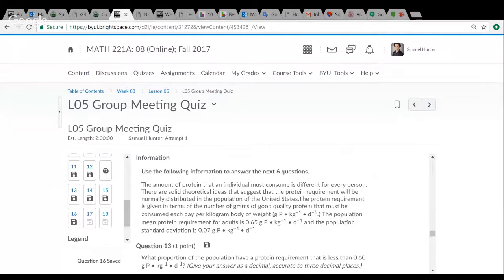So what would I put in then? How do I find the right z-score? Because I have the 0.65. Do I just do 0.65 divided by 0.07? But that's just the mean. Yeah, that's just the mean. What are you getting when you do the mean on your thing?